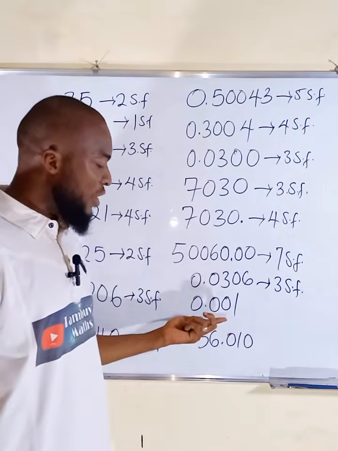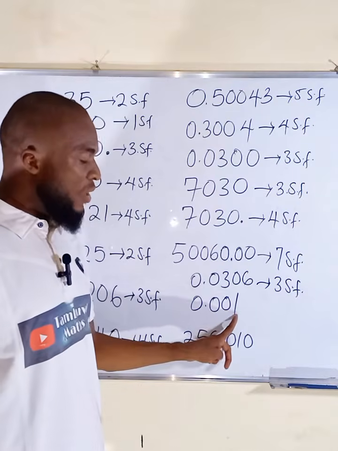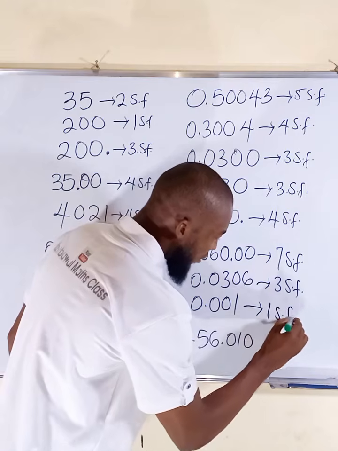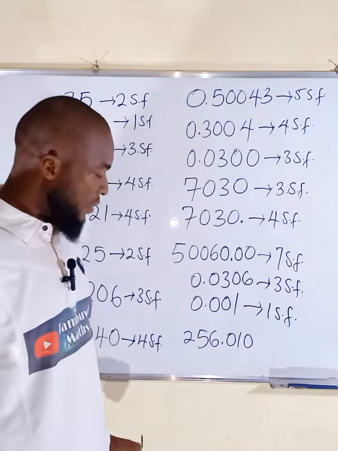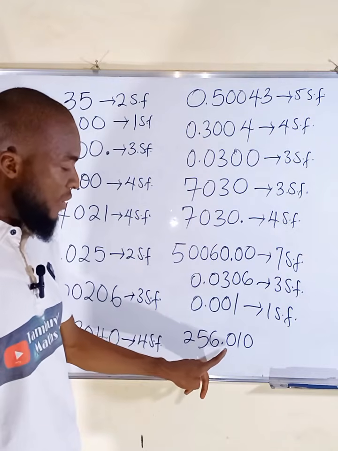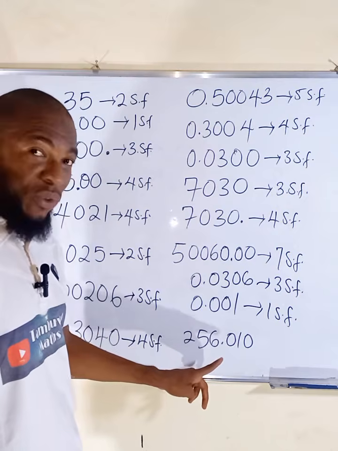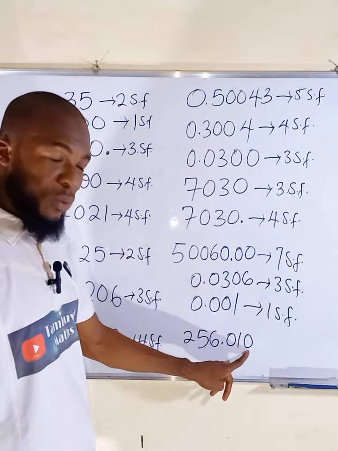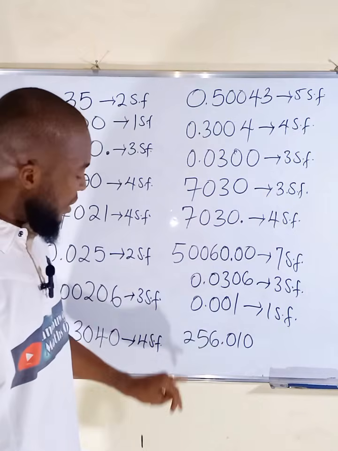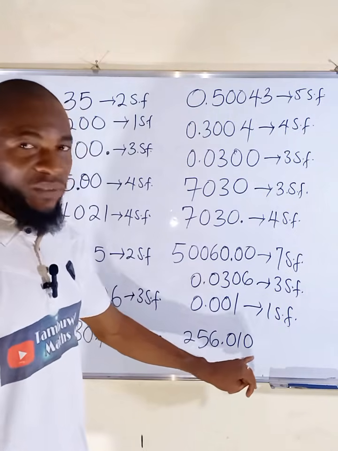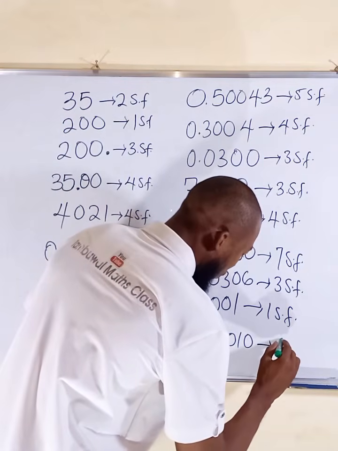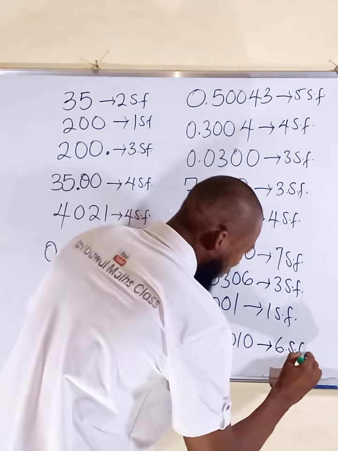Second to last, trailing zeros, non-significant. Only 1 significant number here. 1 significant figure. What about this one? 2, 5, 6 are all significant. Point. This 0 is in between 6 and 1, and is also significant. This is a trailing 0, but because the number contains a decimal, we are going to consider it as significant. Therefore, we have 1, 2, 3, 4, 5, 6. All of them are significant here. We have 6 significant figures.